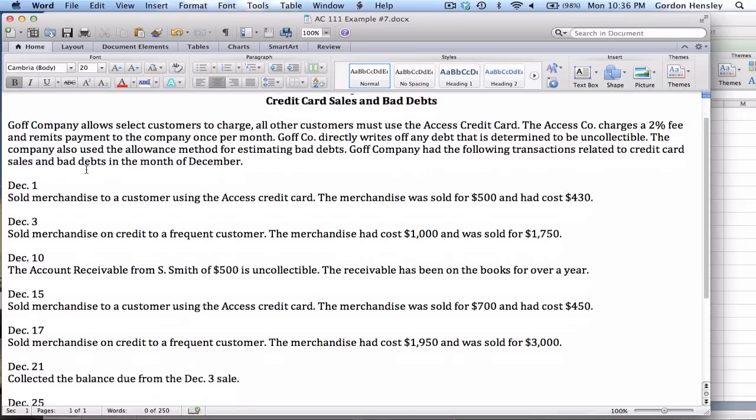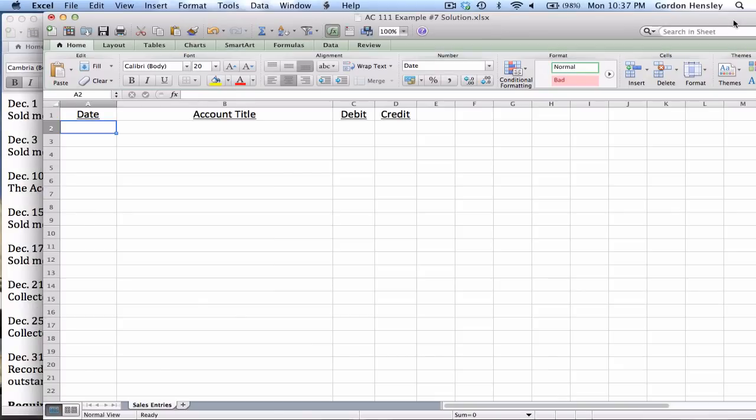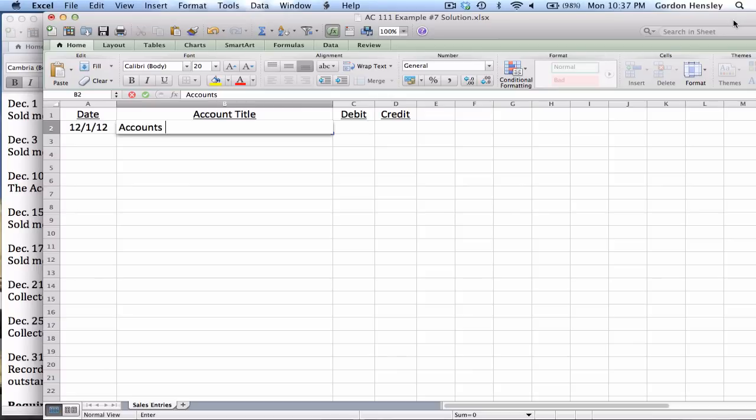So what's the first transaction? First transaction is on December 1st. They sold merchandise to a customer using the Access credit card. The merchandise was sold for $500 and it had cost $430. So this is occurring on the first day of the month. Now, the Access card remits payment once a month. That means they're going to owe me the money, so that's a receivable. So I'm going to debit accounts receivable, Access. Eventually the credit card company once a month is going to send me that money.